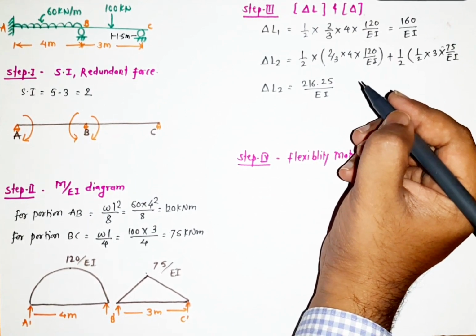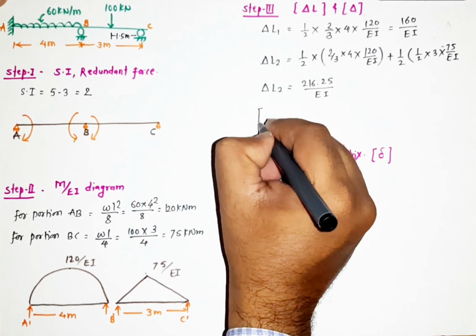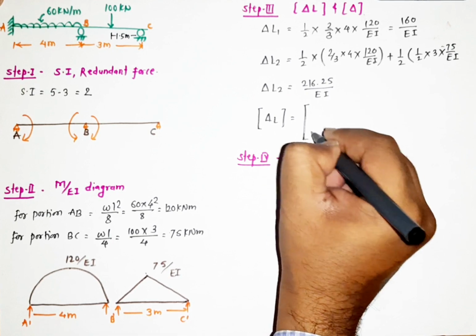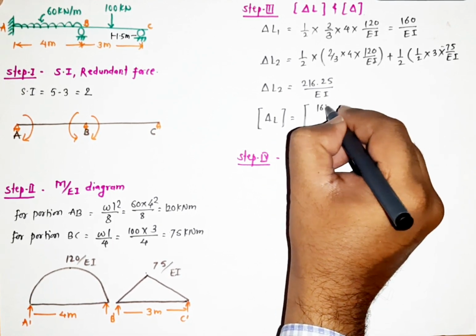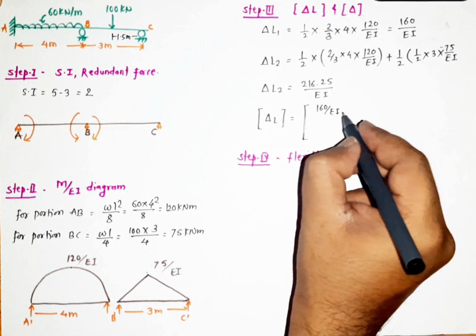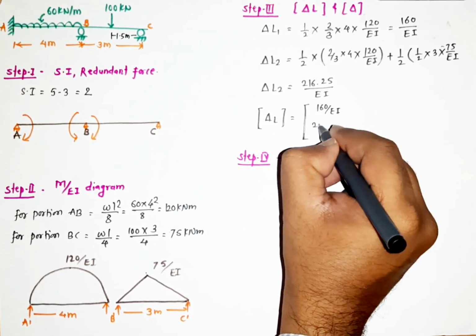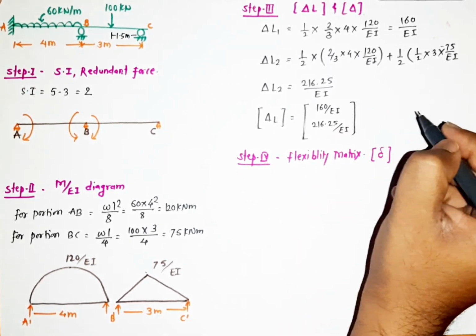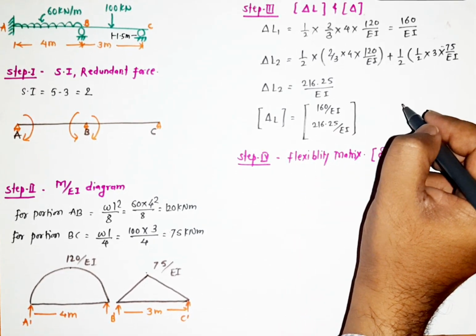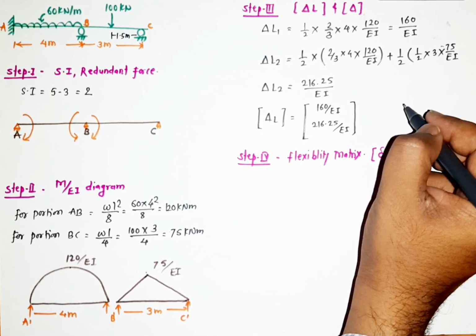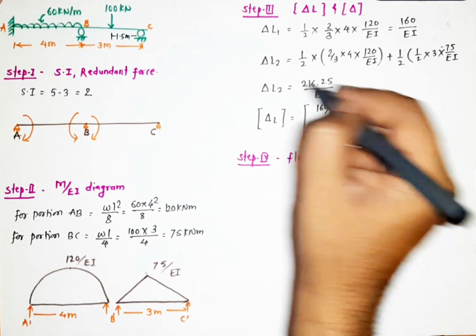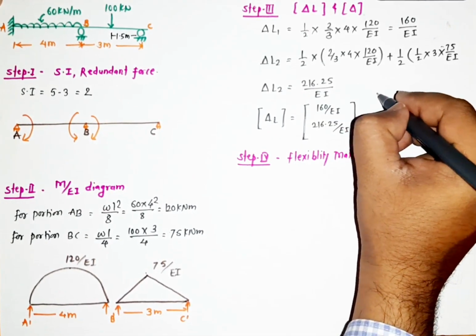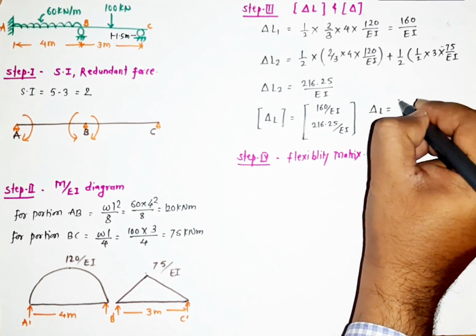So here we will get delta 1 and delta 2, and we want to write them in matrix form. So our delta L matrix is equal to, first value is 160 upon EI, that is delta L1, and delta L2 is 216.25 upon EI. Now regarding the delta matrix, we don't have any external loads along these two directions, external moments or additional loads. That's why the delta matrix is 0.